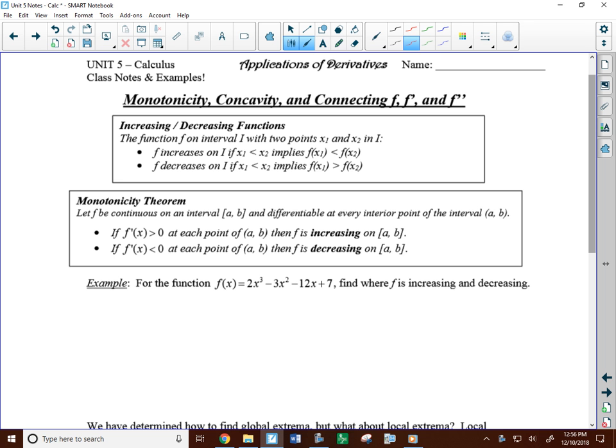Here we go, page 6. So again, I know this is monotonicity, it's hard to say, concavity, and then connecting the original function and the two derivatives in their graphs. Something we've done before, but we'll do a little bit more of.